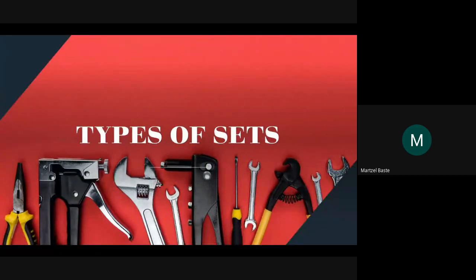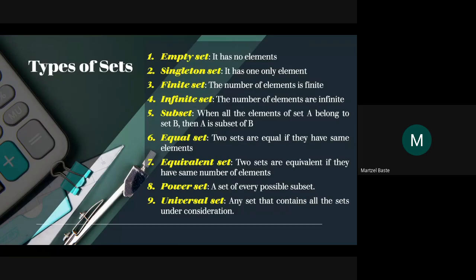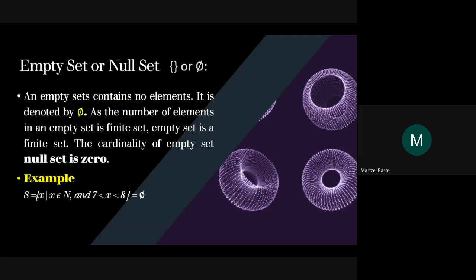Okay, types of sets. Let's talk about the types of sets. We have the empty set, singleton set, finite set, infinite set, subset, equal, equivalent, power, and universal set. We're going to go over them one by one in the subsequent slides. When we talk about the empty set or null set, it is any set with no elements at all. How do we know that a set is an empty set? If it has zero elements, therefore it is an empty set.